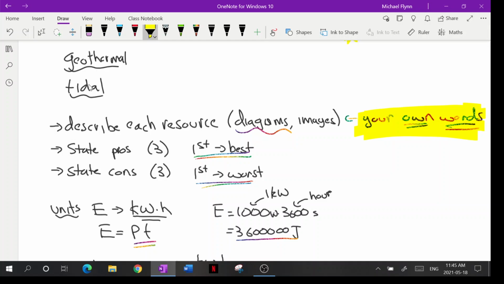So please, in your own words, state 3 pros and 3 cons. And by the way, the first pro should be the best thing about that resource. So for example, what's the best thing about wind energy? Well, it's got to be that it's a resource that does not produce carbon emissions, right? That's got to be the number one good thing about wind power.